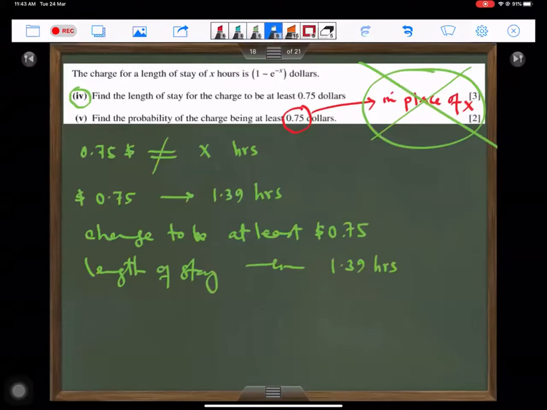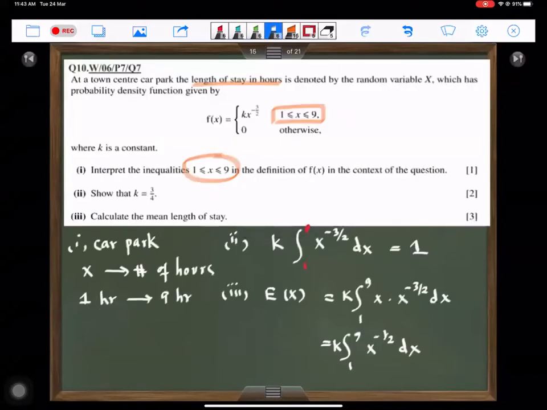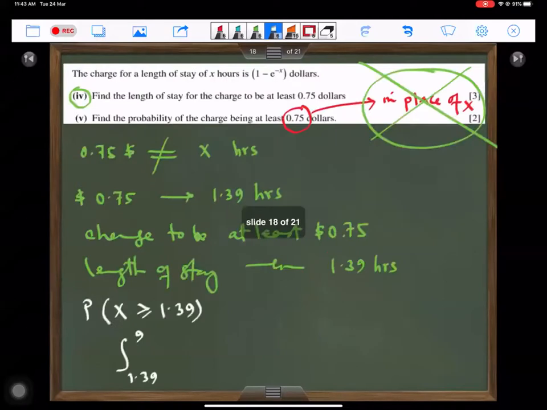Therefore, the final step is the probability that x is greater than or equal to 1.39. Integrate the function from 1.39. Upper limit is how much? 9. The original function is which one? k is 3/4, and x raised to the power of minus 3/2. So the integral of 3/4 x to the power of minus 3/2 dx. Integrate this function with the given limits, and this probability is what you are looking for. You can write it in percentage or in decimals.